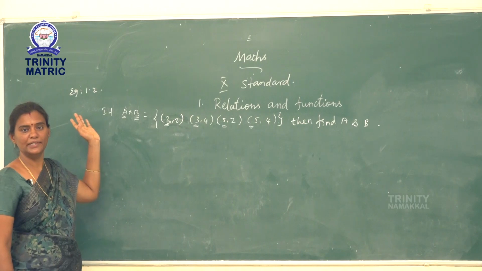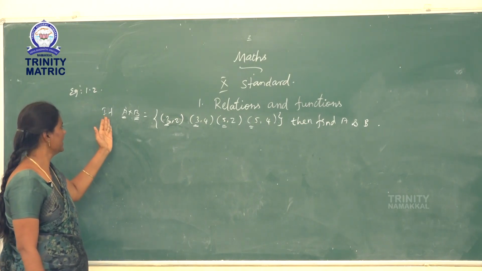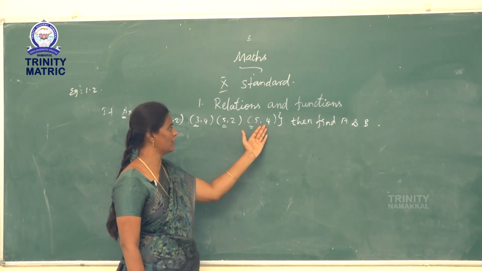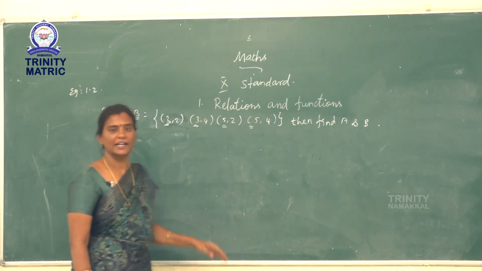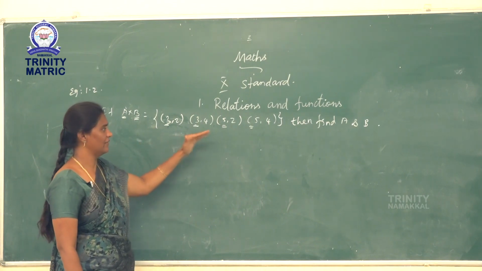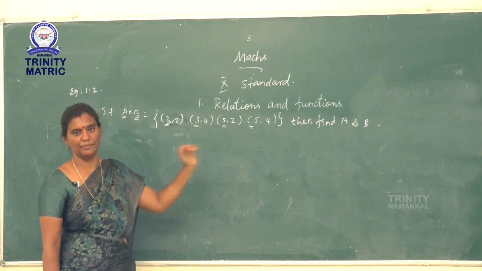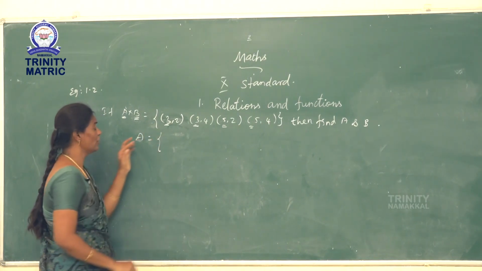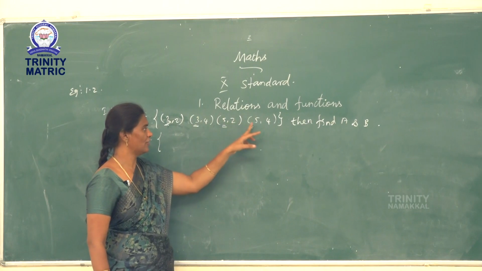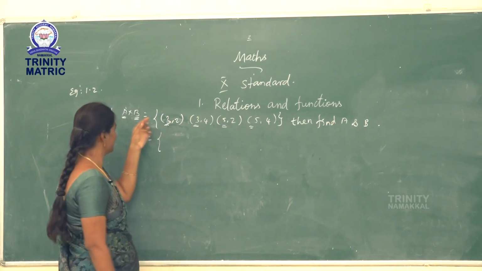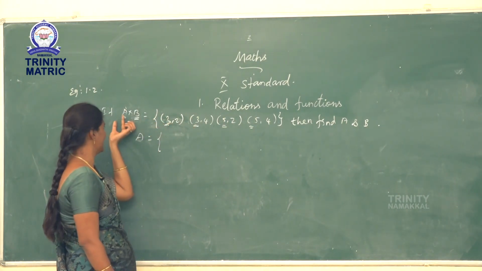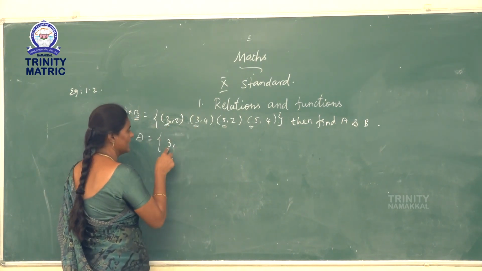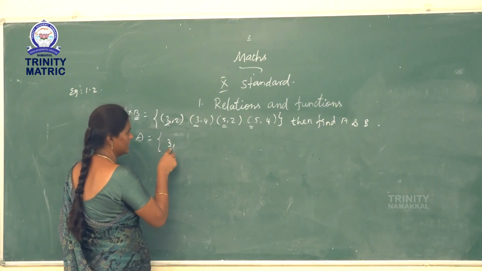The next example 1.2. Here if A cross B is equal to {(3,2), (3,4), (5,2), (5,4)}, then find A and B. Here the Cartesian product is given, we find the elements in the sets A and B. The elements in A are the set of all first coordinates of the elements of A cross B. The first elements are in set A. So 3, 3. The element should not be repeated, so we write only once.